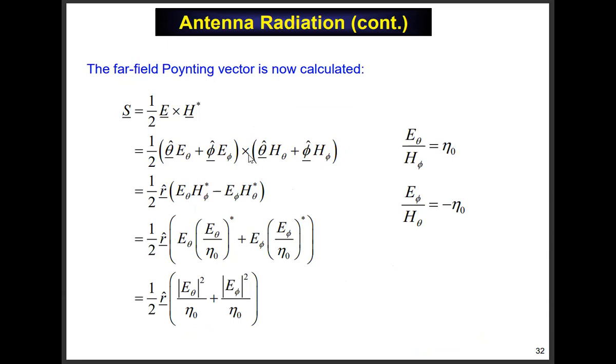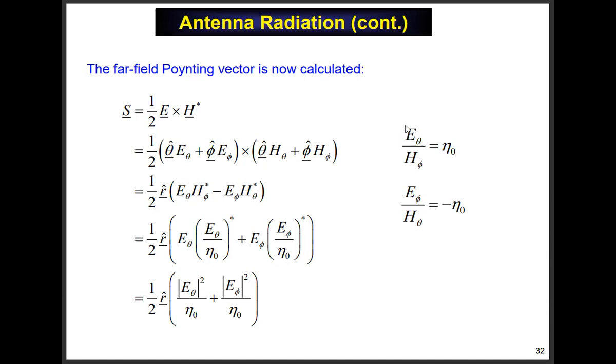Now, anyway, do the cross product. There's two terms that survive because, of course, theta cross theta is 0 and phi cross phi is 0. So theta hat cross phi hat is positive r hat. So you get E theta, and again, there's supposed to be a conjugate here, H phi conjugate. And then phi hat cross theta hat is minus r hat, so you get a minus sign here.